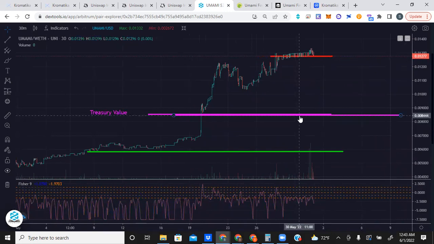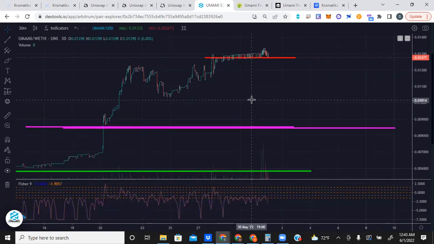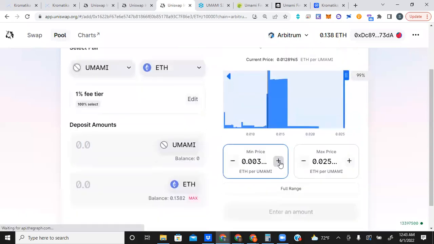So if you look, it's at 0.0084 on the chart here is where the treasury value of the Umami token is. And we're basically trading at a premium because of all the amazing products that we have coming up. Looking at that on the chart here, you can see 0.008. Let's move this up here. Right here. So this is how low it would have to go to get here. That probably isn't likely to happen.